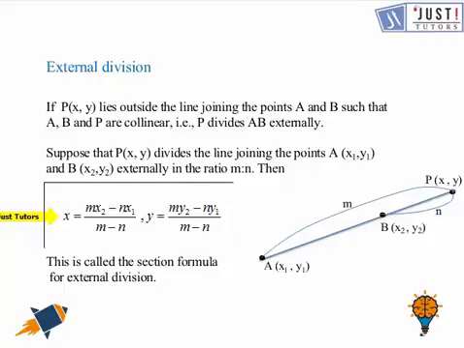We are going to choose the operation of minus in between the terms. Using the same formula but changing the operation sign from plus to minus: mx2 minus nx1 divided by m minus n. For y, my2 minus ny1 divided by m minus n. This is the section formula for external division. Take a pause with this video and try to memorize it really well.